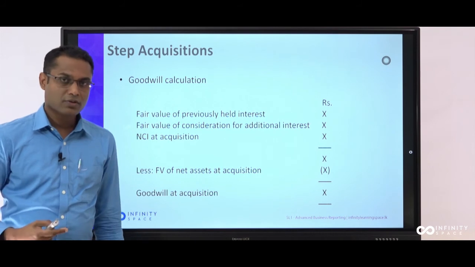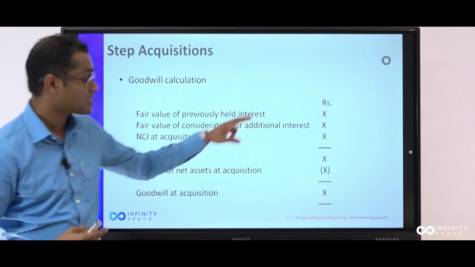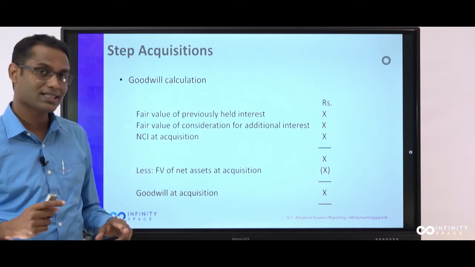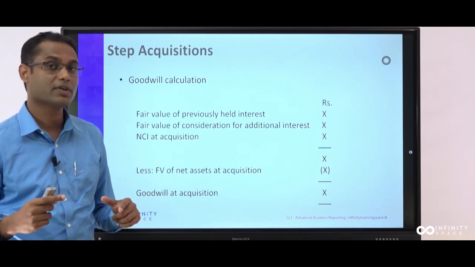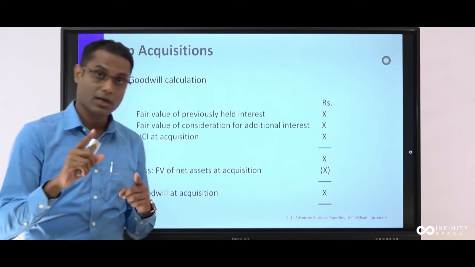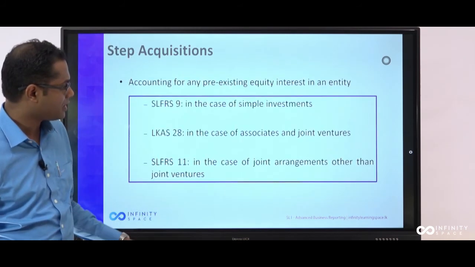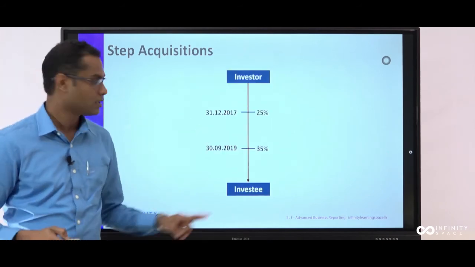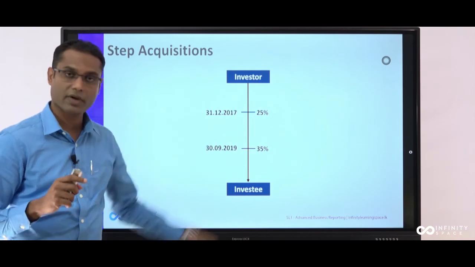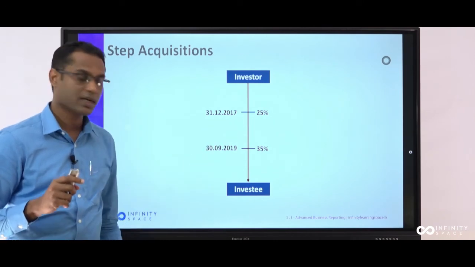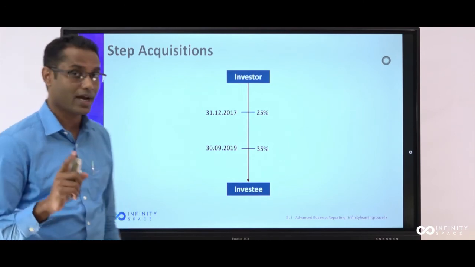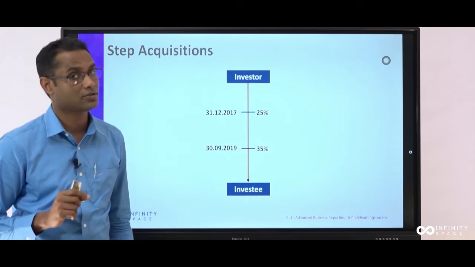Then how to calculate the goodwill? In a step acquisition, I include the calculation here because it's a little different from a normal goodwill calculation, since control is achieved in stages. Going back to my example, remember this: on 31st December 2017 you acquire 25%, and on 30th September 2019 you acquire another 35%. So keep this example in mind when we look at the format of calculating the goodwill.